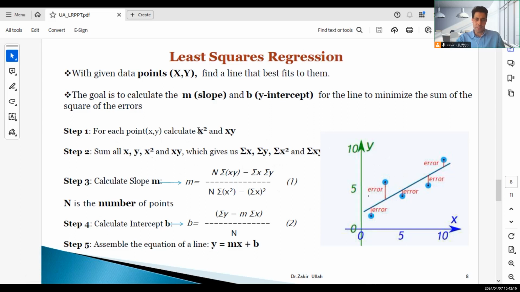The first step is to find the square of x and the product of x and y. And then we need to sum up all the values of x, y, x squared, and the product of x and y, which gives us sigma x, sigma y, sigma x squared, and sigma xy.